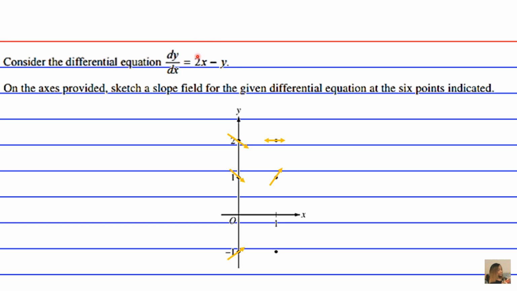So if we plug in 1 for the x value, we're going to get 2 minus a -1, that's going to have a slope of 3. So it should be a little bit steeper than the other positive slopes in this slope field, and it should be rising from left to right like so. Okay? All right, so there goes your solution, this depiction right here.